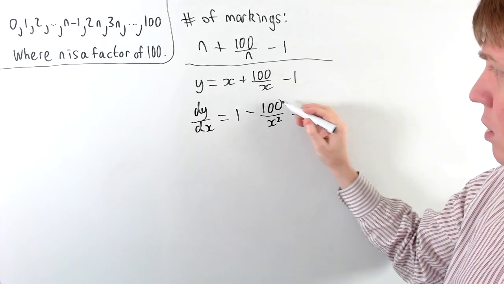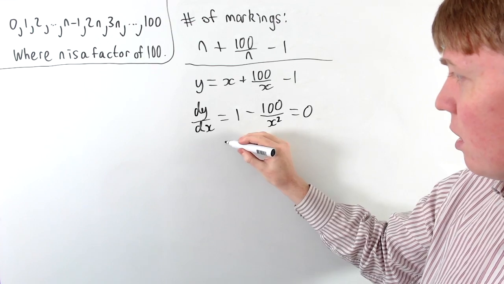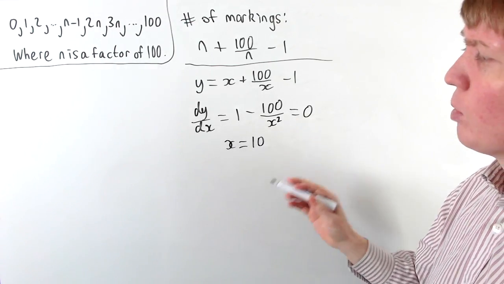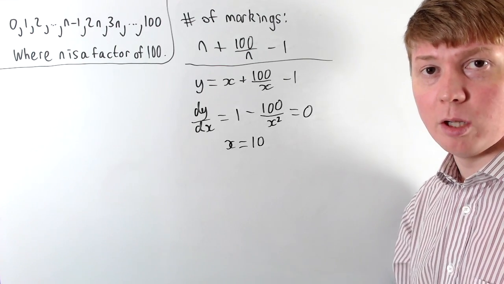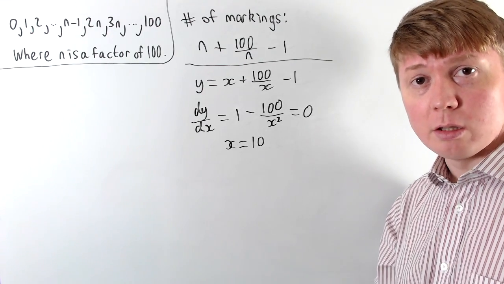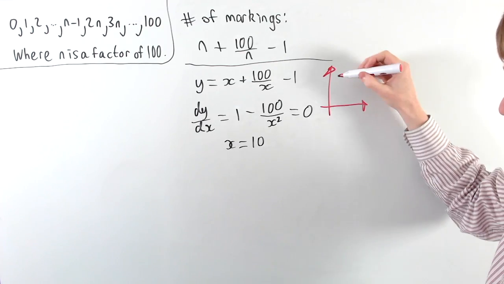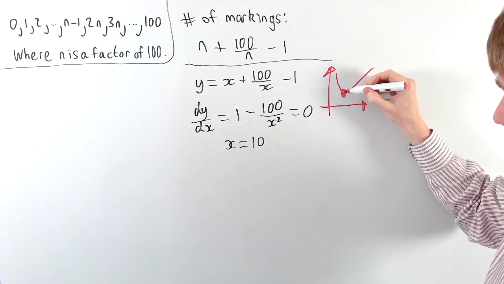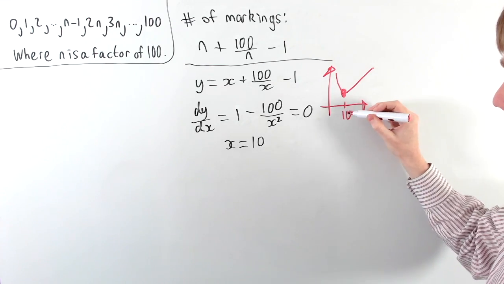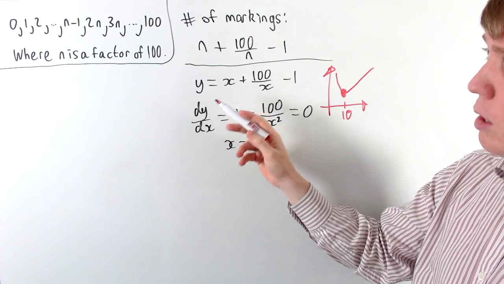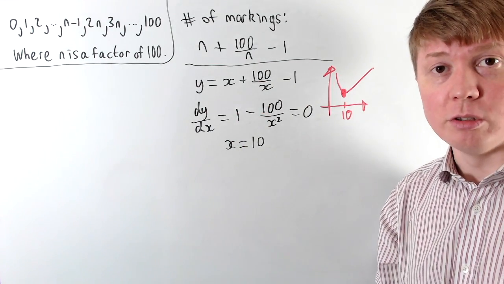And if we want this to be equal to 0, you can see this takes place when x is going to be 10 or negative 10, but that wouldn't make sense for our problem. And using a bit more calculus, we can actually show that this is a minimum point. So I'll just draw a quick sketch of what our graph would look like. You'll see that we get a minimum point when x is 10 here. So you can see that this really does minimise the value of y, or minimises the total number of markings.